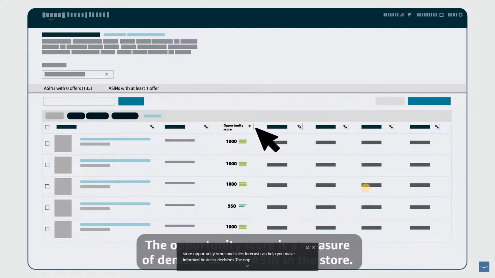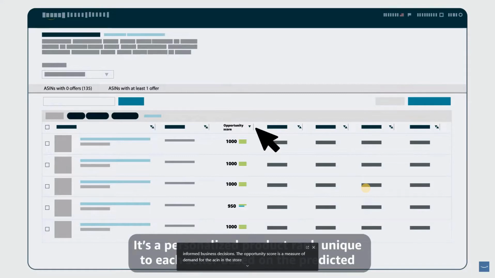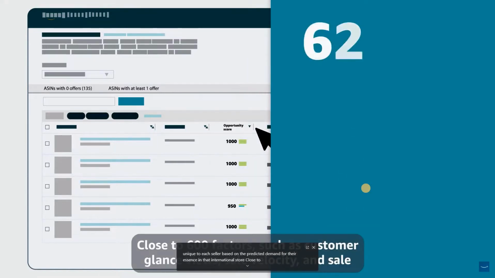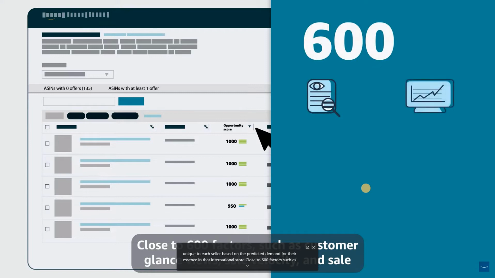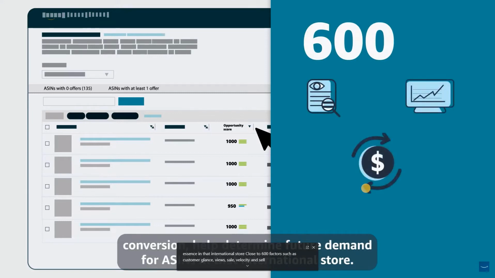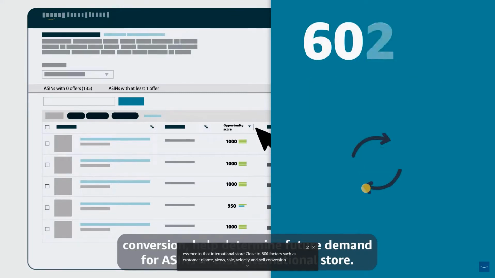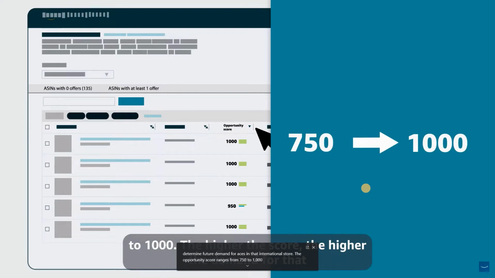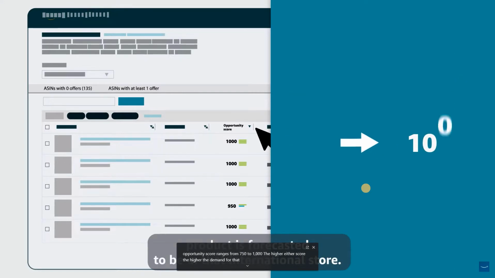The opportunity score is a measure of demand for the ASIN in the store. It's a personalized product rank unique to each seller based on the predicted demand for their ASINs in that international store. Close to 600 factors, such as customer glance views, sale velocity, and sale conversion, help determine future demand for ASINs in that international store. The opportunity score ranges from 750 to 1,000. The higher the score, the higher the demand for that product is forecasted to be in that international store.